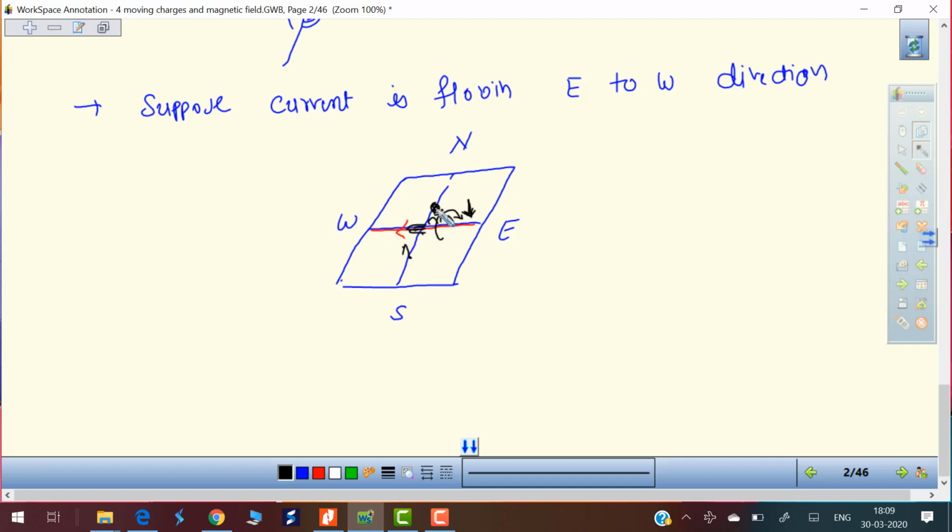Can you imagine now? You hold this conductor with your right hand. You have to use your pen. Pick up the pen and point toward the west side. Okay.